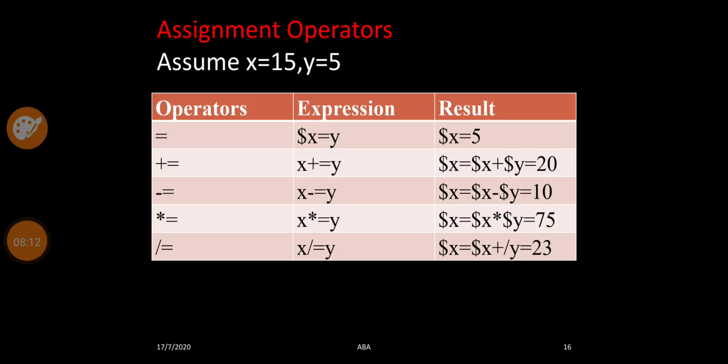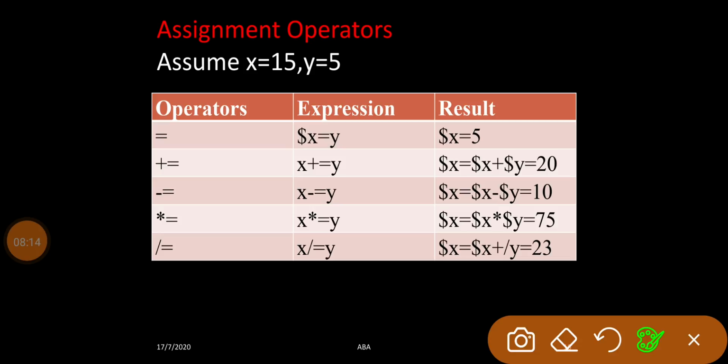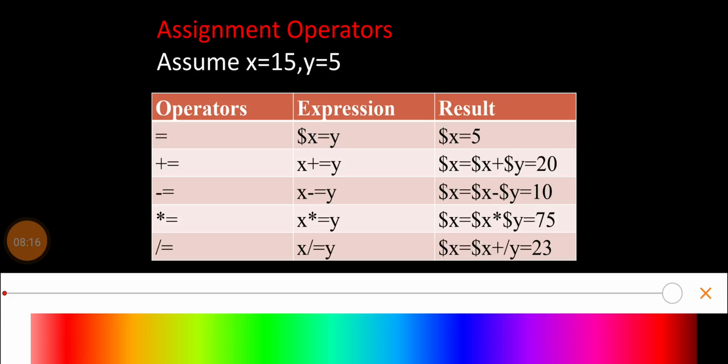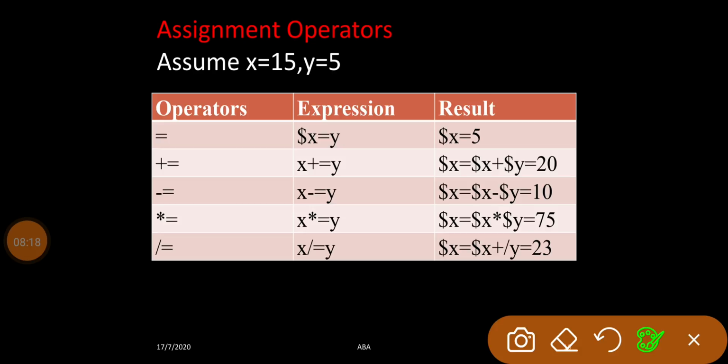Then assignment operator. What is an assignment operator? x is equal to 5 is used to assign the value. x plus equal to y represents x is equal to x plus y, so you will get 20. x minus equal to y, x is equal to x minus y, equals 10. x star equal to y, that is x is equal to x star y, that is 75, 15 into 5. x slash equal to y, you will get the answer as 3, not 23, you will get the answer as 3.